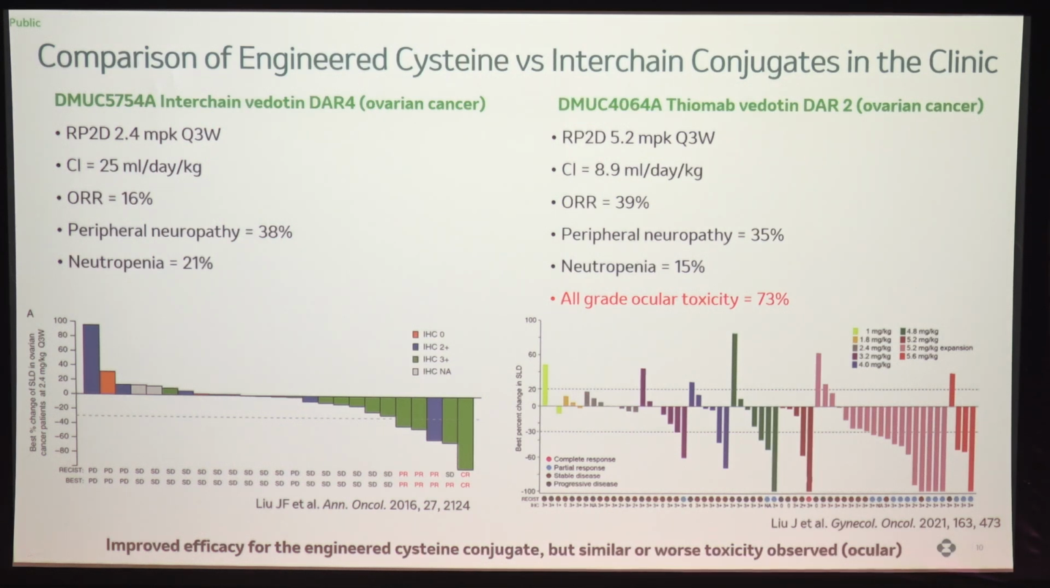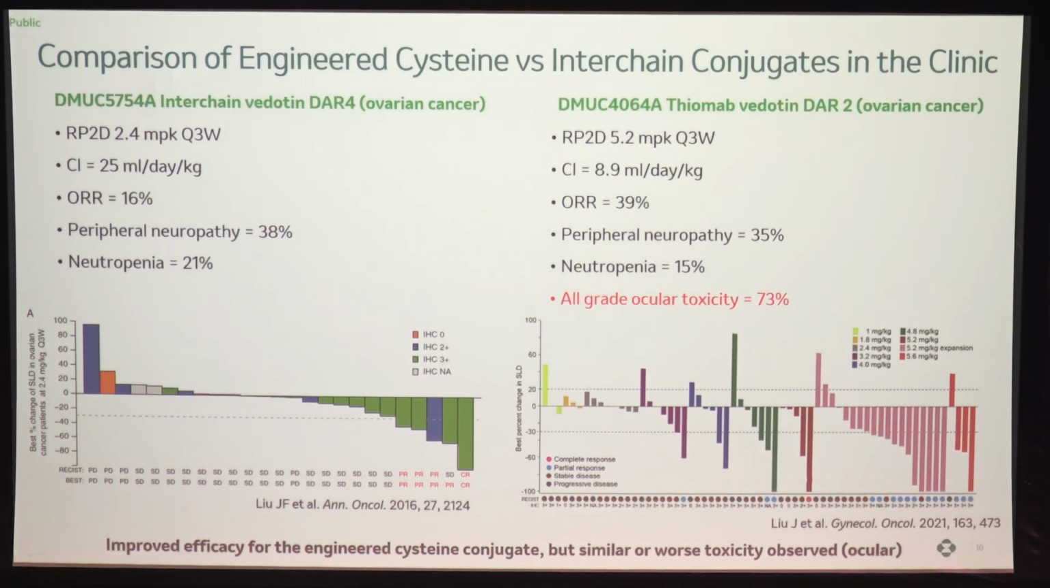clinic. And so on the left here is the stochastic DAR4 conjugate, and on the right here is the thiomab DAR2 conjugate. And so an interesting point here are the doses that were used. So the recommended phase 2 dose was 2.4 mpk for the stochastic conjugate versus 5.2 for the thiomab conjugate. But you can see some of the data here, again, aligns with what was seen preclinically. You have higher clearance for the interchain as opposed to the thiomab. You have a better response for the thiomab compared to the interchain conjugate. You're starting to also see some AEs at a similar rate between the two molecules.